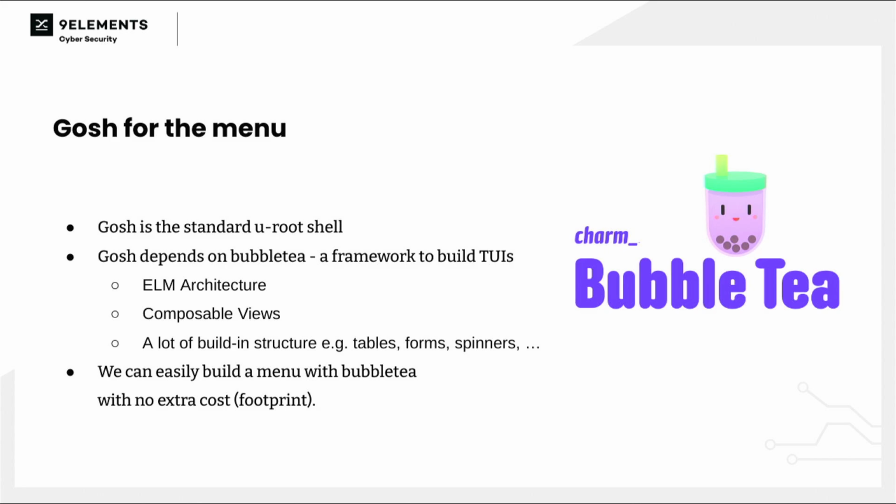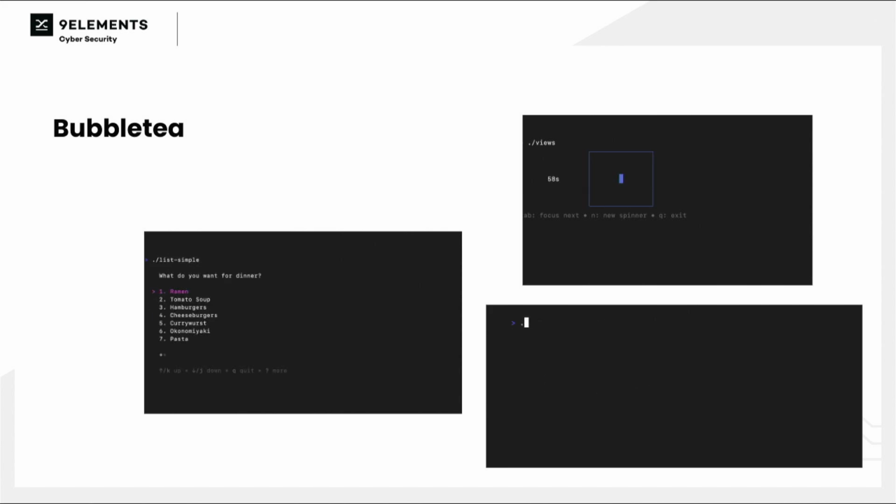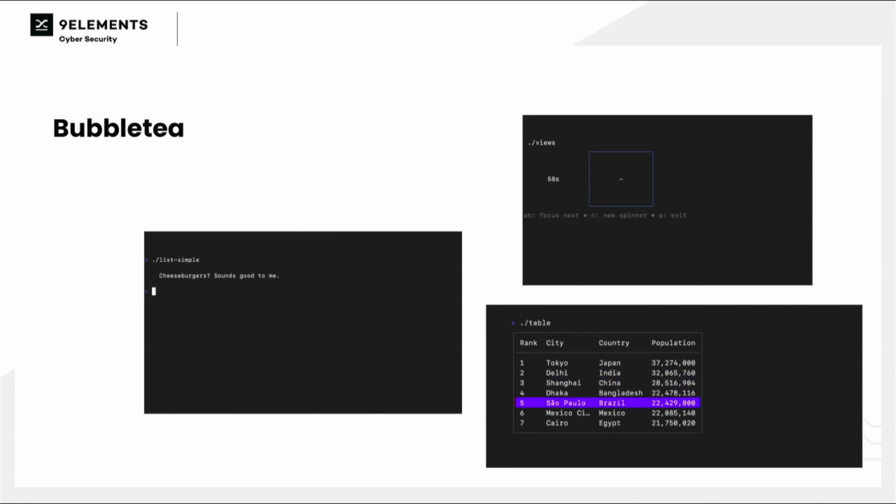So, and that's pretty neat. So I started off using BubbleT to build my boot menu, right? And how BubbleT looks like, so I copied a couple of these examples from the website. It gives you list items, and you can add tables, right? And here you can add composable views.